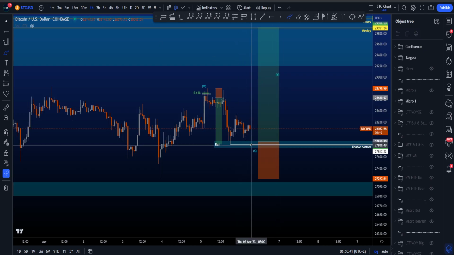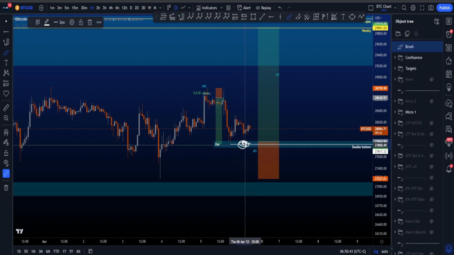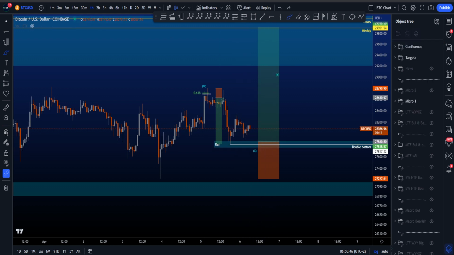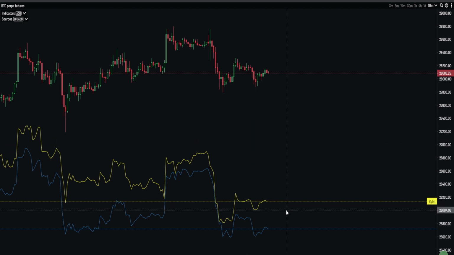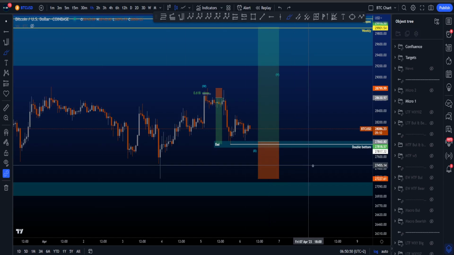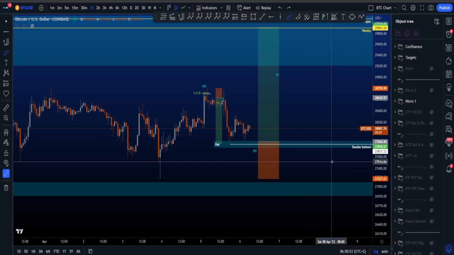However, I would still like to see at least this double bottom taken before potentially a move to the upside. And of course, CVD can be leading. It's definitely not 100% guarantee that it plays out, just like anything really in trading.